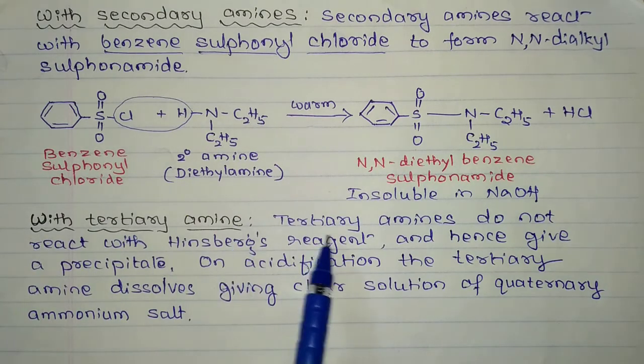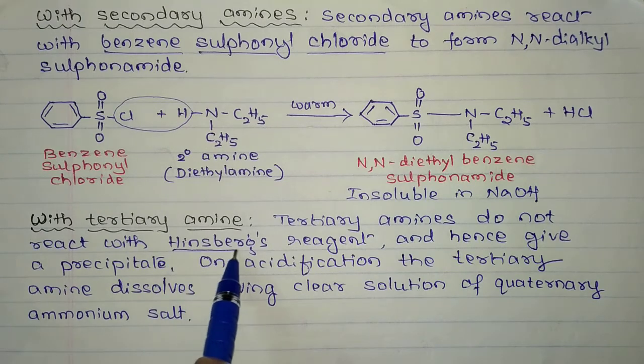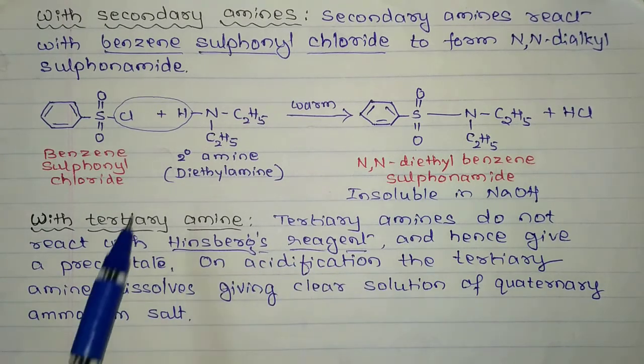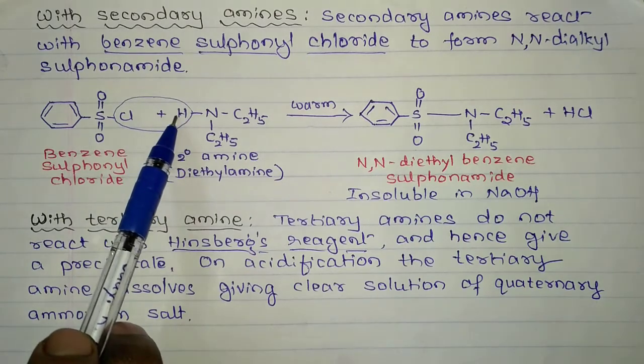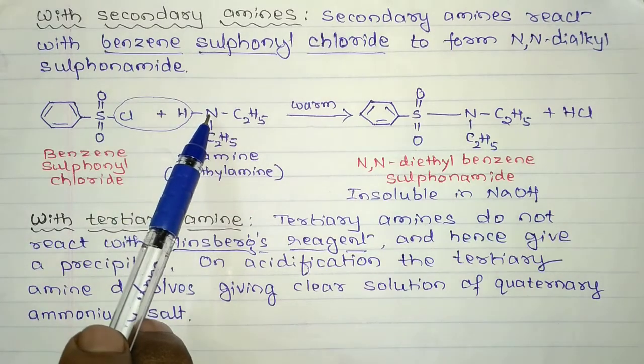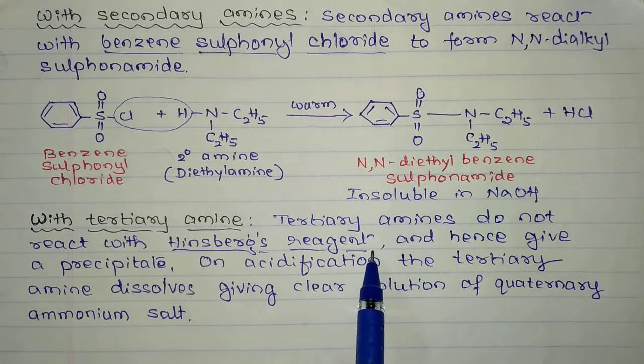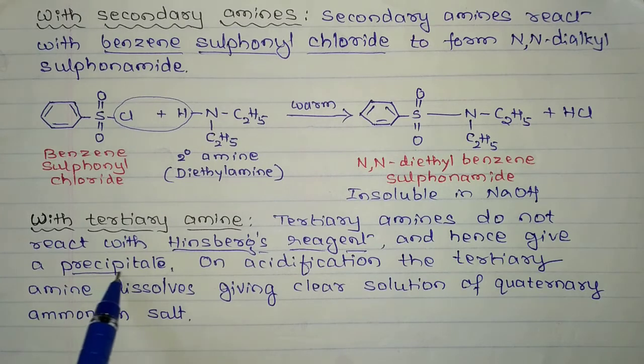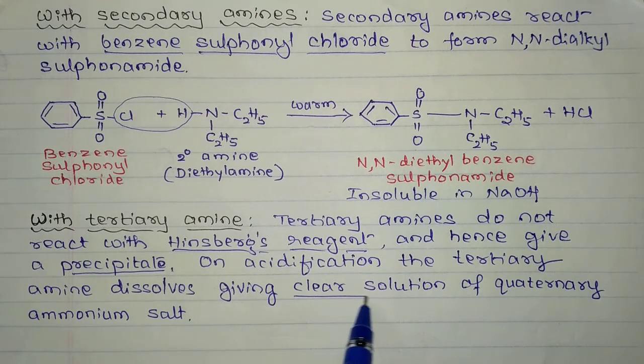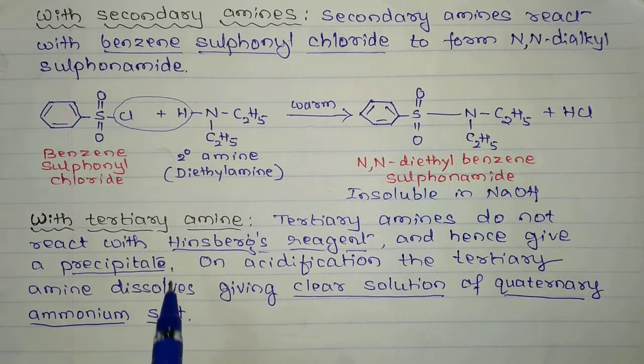With the tertiary amines, tertiary amines do not react with Hinsberg's reagent. They do not react at all, because with one more alkyl group there, a hydrogen atom is not present on the nitrogen of that amine, hence it does not react with benzene sulfonyl chloride. They remain as insoluble matter. On acidification, the tertiary amine dissolves, giving a clear solution of quaternary ammonium salt. This is how Hinsberg's reagent reacts with the tertiary amines.